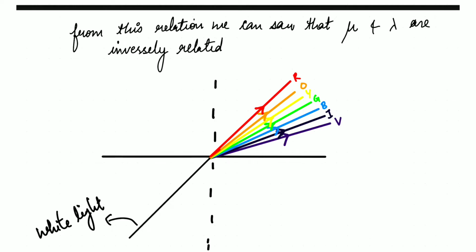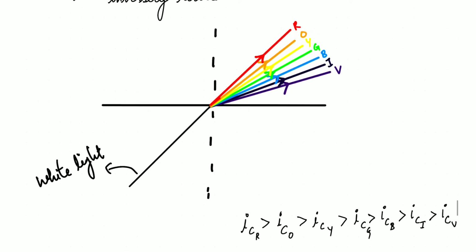So that means the critical angle for violet will be minimum, and the critical angle for red will be maximum. The same trend is followed by all the different colors. So critical angle for red is the maximum, then comes orange, yellow, green, blue, indigo, and the least critical angle will be for violet. I hope this relation is clear to everyone.